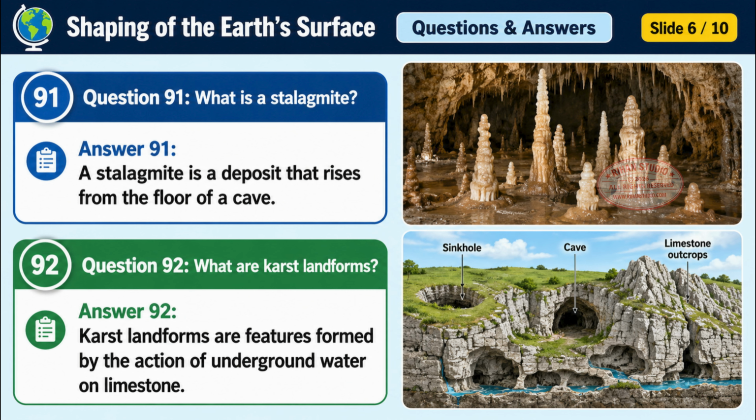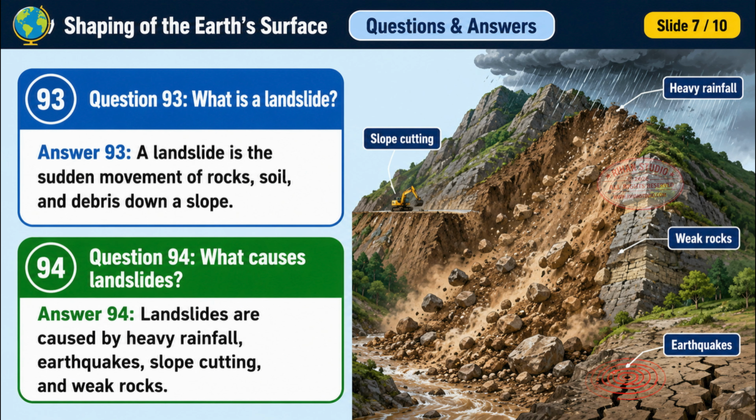Question 92. What are karst landforms? Answer 92. Karst landforms are features formed by underground water acting on limestone. Question 93. What is a landslide? Answer 93. A landslide is the sudden movement of rocks, soil, and debris down a slope.